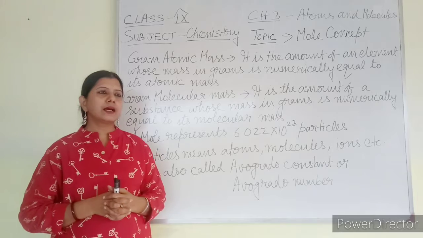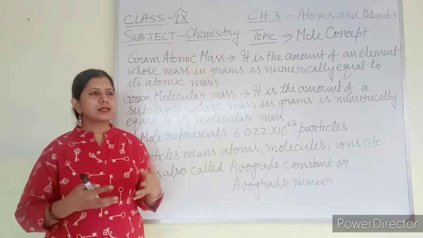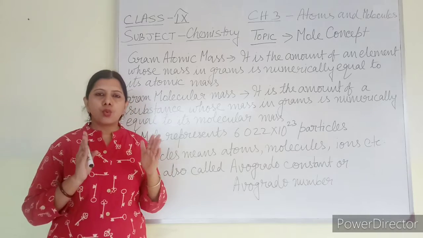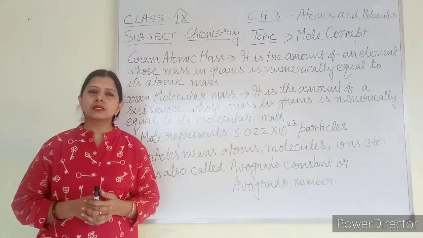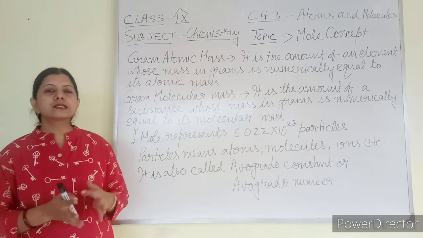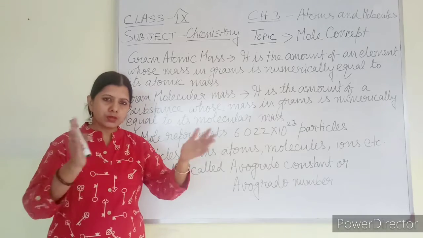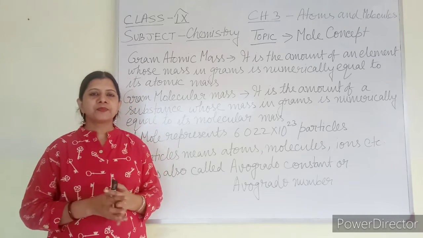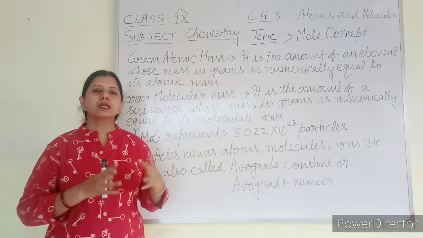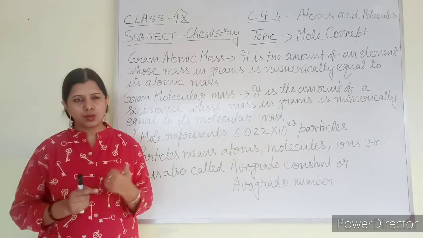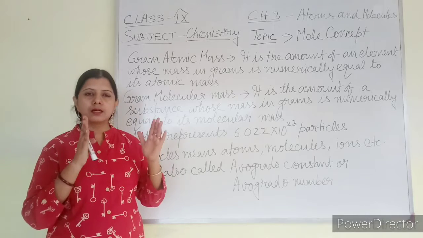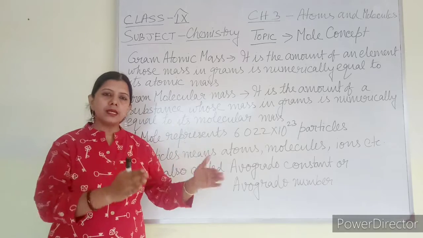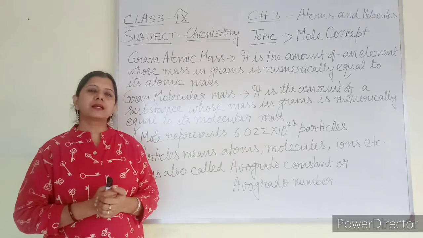Let us take oxygen. Oxygen, the mass is what? 16 U. One atom of oxygen, its mass is 16 U. So 16 gram of oxygen. Suppose the amount of oxygen given to you is having mass 16 gram. So that amount of oxygen is known as gram atomic mass. Okay, understood? Whatever its atomic mass in atomic mass unit, same in gram will represent gram atomic mass.